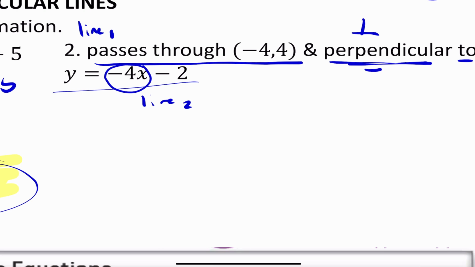So if I go into y equals mx plus b, then this is my slope. So m is equal to negative 4, right?